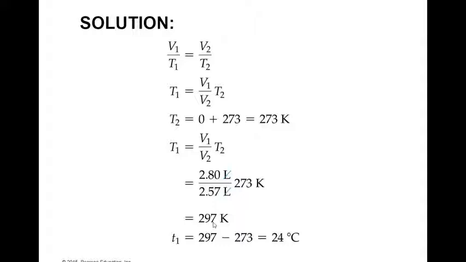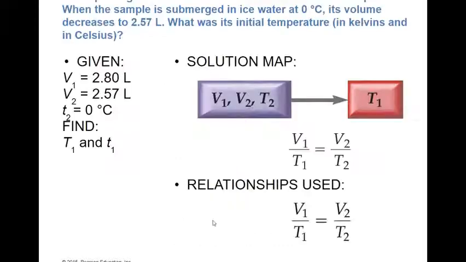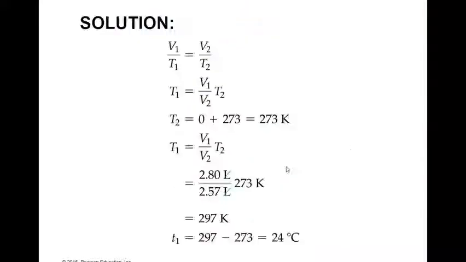All right, so I want to jump back to that first slide. Our final temperature we said was 273 at this smaller volume of 2.57. And if our larger volume was 2.8, then our T1 should be larger. And so we go from 273 to 297. So that warmer temperature with the larger volume was 297 Kelvin or 24 degrees Celsius.